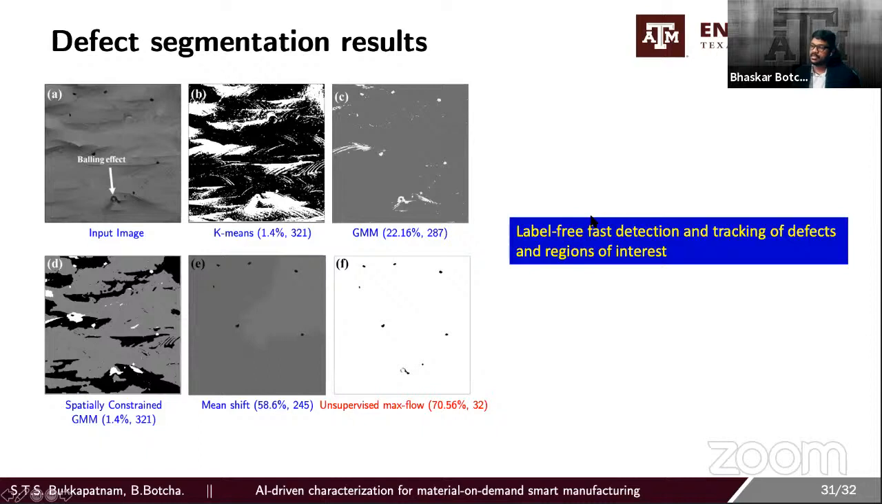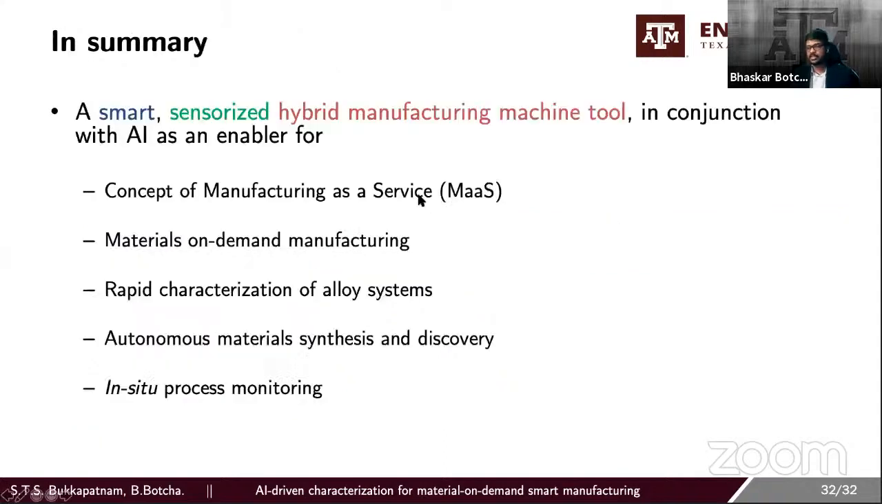So let me summarize. We have discussed 3 case studies, and Dr. Bukkapatnam gave a very high-level introduction of the 2 concepts of smart manufacturing, which we are targeting. We are using a smart, sensorized, hybrid manufacturing machine tool in conjunction with different AI techniques. So this whole setup is an enabler for different things.